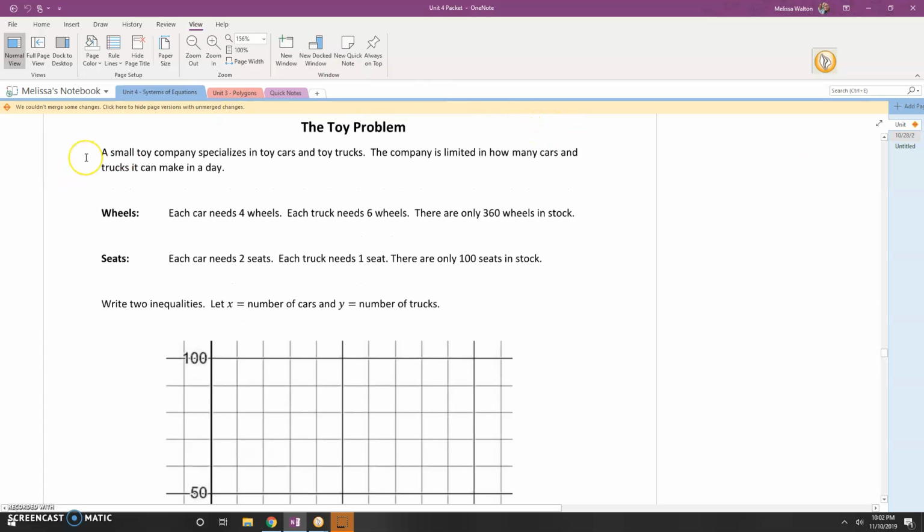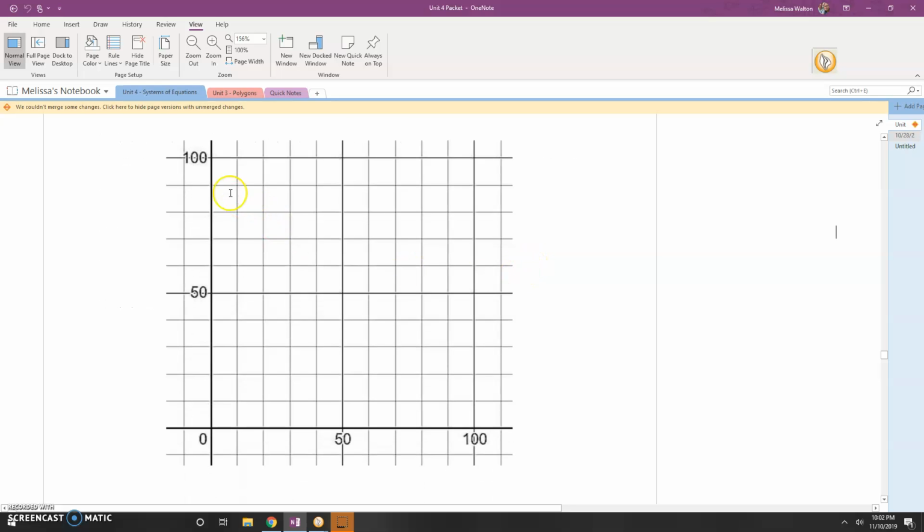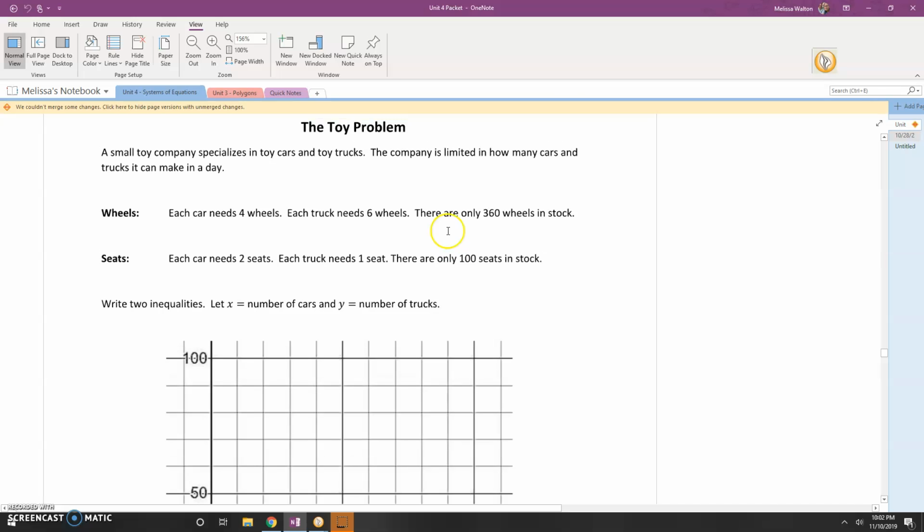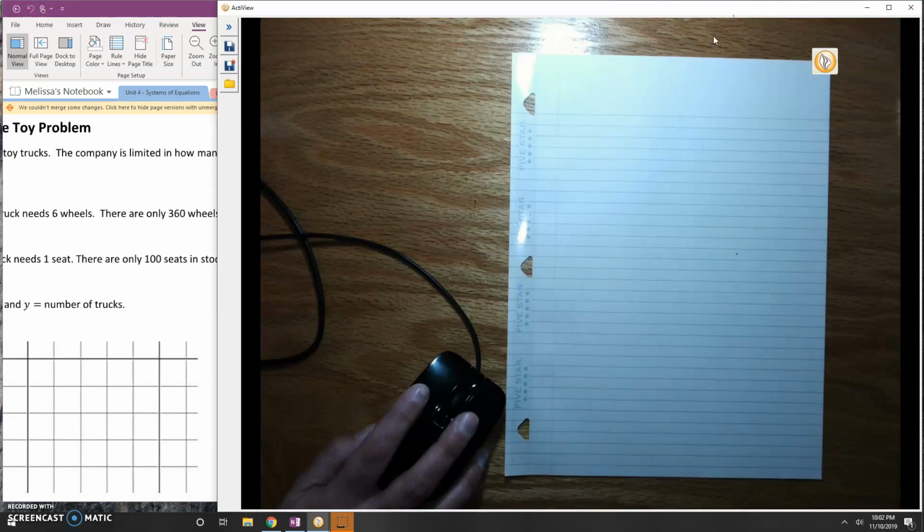It says, a small toy company specializes in toy cars and toy trucks. However, the company is limited in how many cars and trucks it can make in a day. Here are its constraints. Each car needs 4 wheels, each truck needs 6 wheels, but there are only 360 wheels in stock. Seats: each car needs 2 seats, each truck needs 1 seat, and there are only 100 seats in stock. So we're going to be writing 2 inequalities, one discussing our wheels and the other discussing our seats.